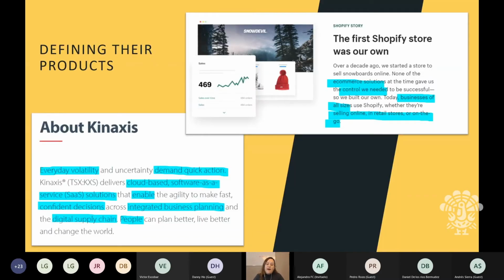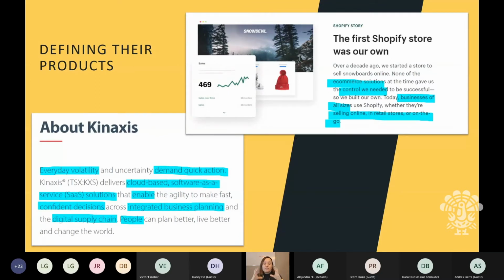All right, with that, there's 2 companies that I want to highlight today on how they define their products, right? One of them is Shopify, and Shopify started as a company that sold snowboards. They couldn't find an e-commerce solution that satisfied their needs. So they went and created their own e-commerce solution, right? And that started like that.